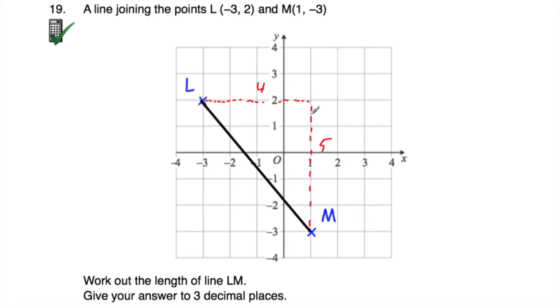Now again, in this particular question, I could count the boxes, because with the scales, we're going across in ones and up in ones, and that's 1, 2, 3, 4, 5 down. So we've gone 4 across and 5 down. So that works in this question.